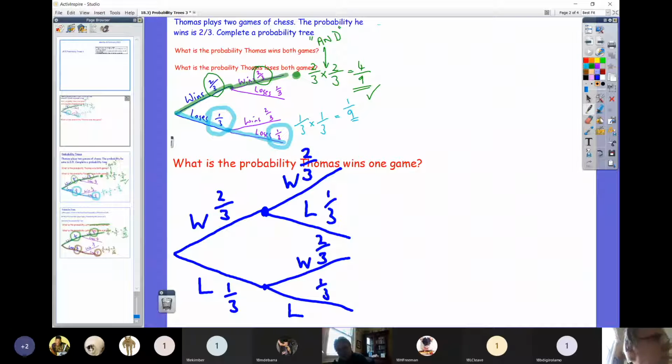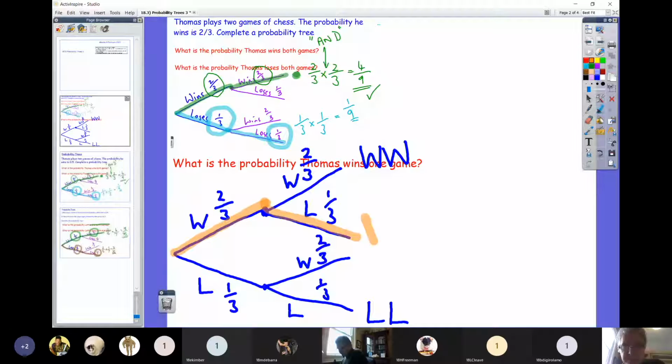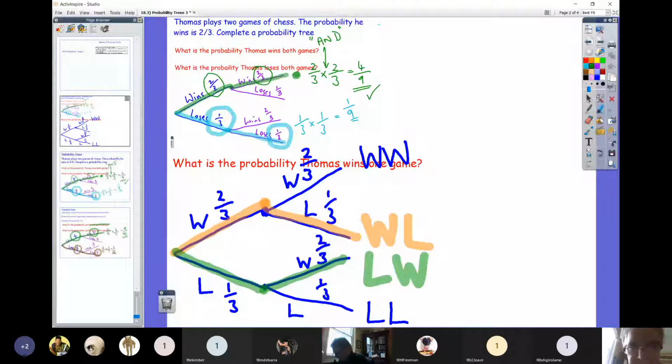So basically, last lesson, we were working out the top 2 branches, where we go up the W and up the W, and the bottom 2 branches, where we go down the L and go down the L. Now, today, we're trying to answer the question, what is the probability Thomas wins one game? It doesn't matter whether it comes about because he wins and then loses, or whether it comes about because he loses, then he wins. Both of those options mean that he wins one game.